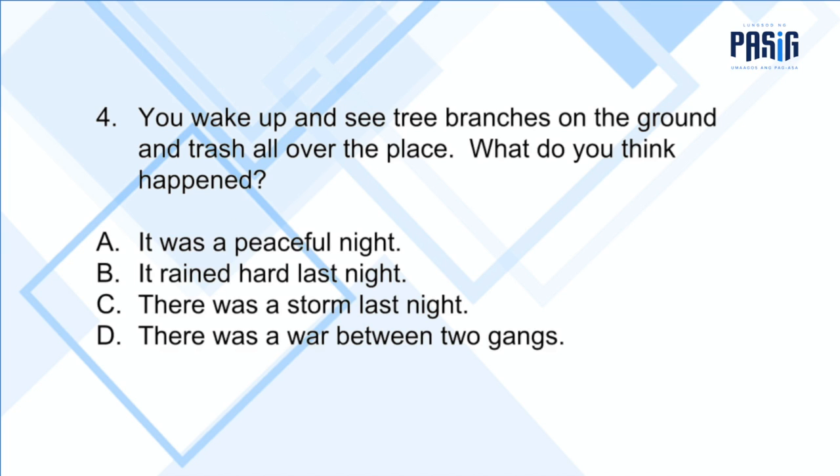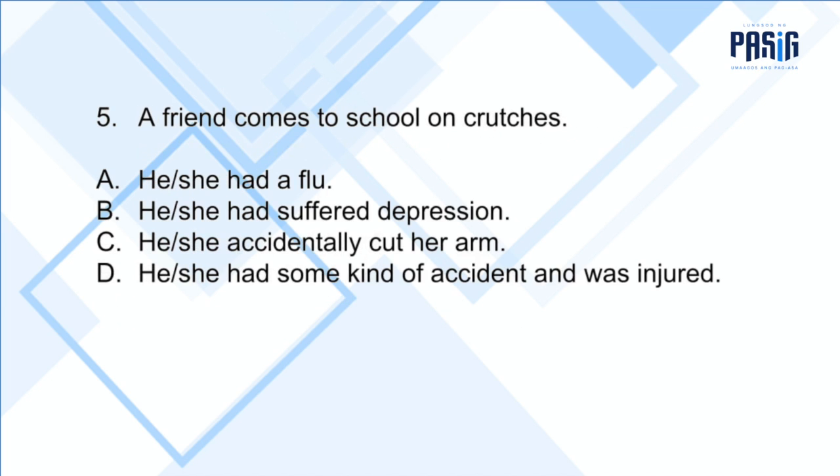Number 4. You wake up and see tree branches on the ground and trash all over the place. What do you think happened? Is it letter A, it was a peaceful night? Letter B, it rained hard last night? Letter C, there was a storm last night? Or letter D, there was a war between 2 gangs? Number 5. A friend comes to school on crutches. What do you think happened? Is it A, he or she had a flu? Letter B, he or she had suffered depression? Letter C, he or she accidentally cut her arm? Or letter D, he or she had some kind of accident and was injured?